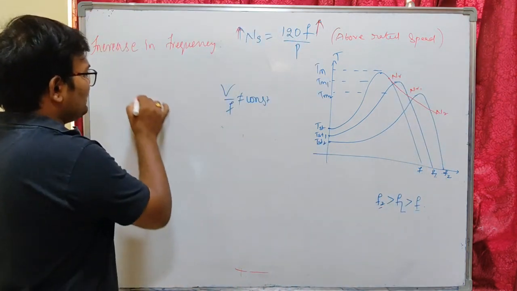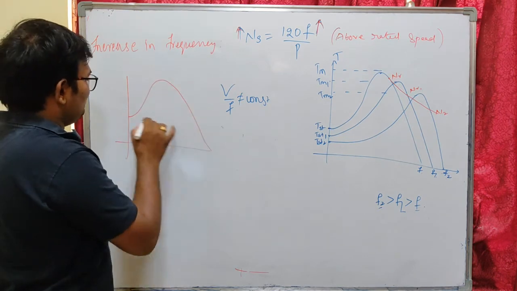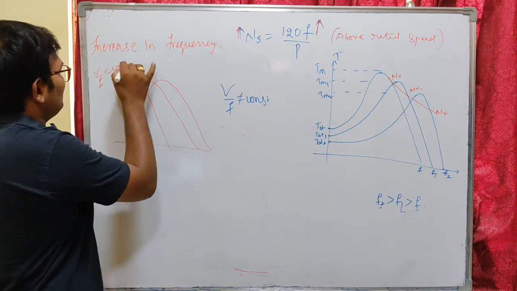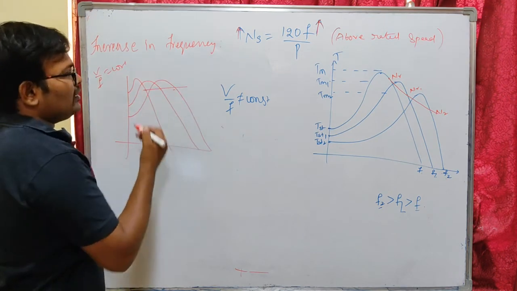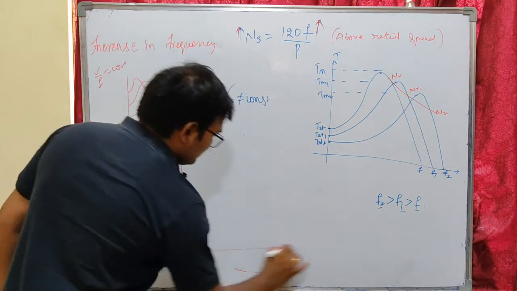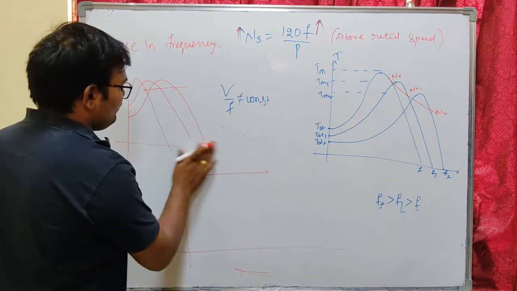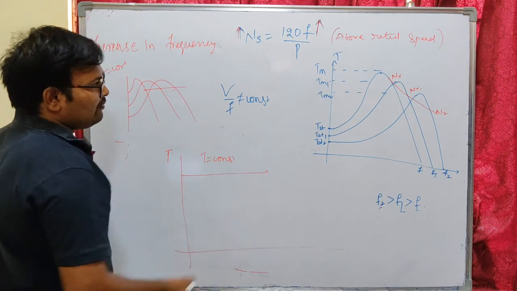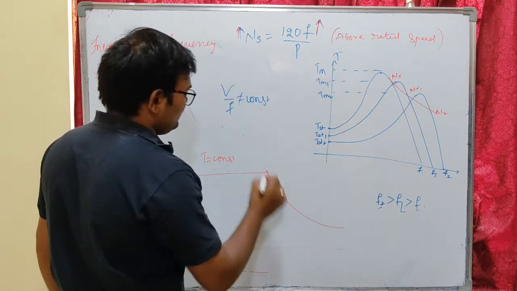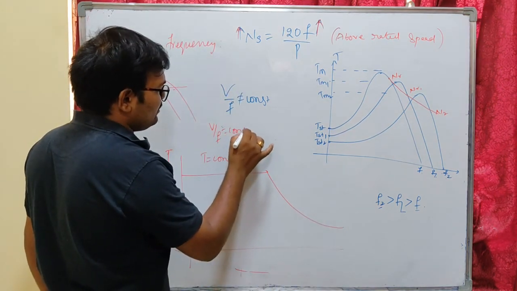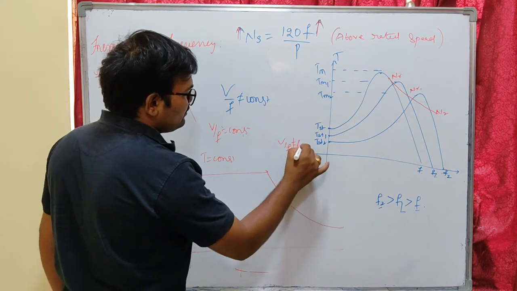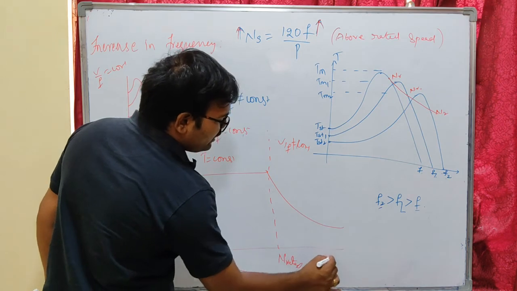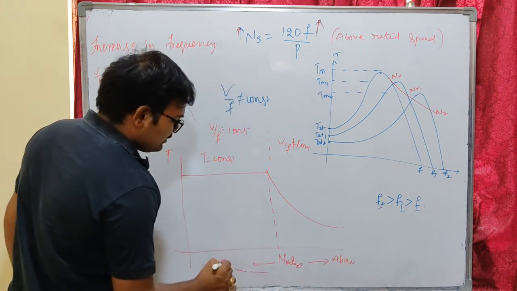Initially the curve was a straight line, that means the torque is constant. It was for V by F equal to constant, the curve was like this. Now it is like this. That means I am going to summarize both: for V by F constant the torque is constant, for V by F not constant it is like this. This is for V by F equal to constant, this is V by F not constant. This is at rated speed, N rated. This is above rated, this is below rated.